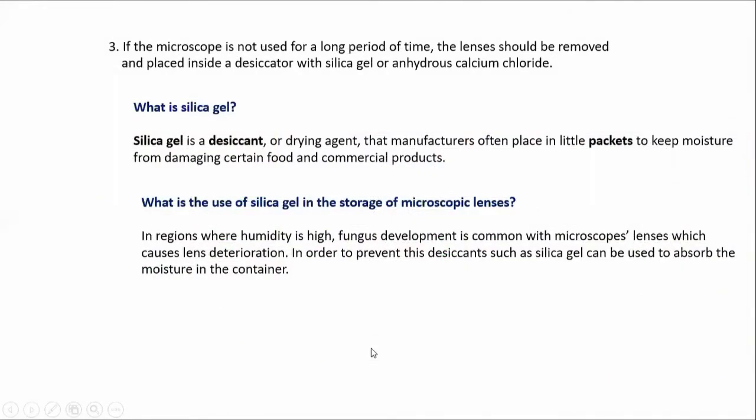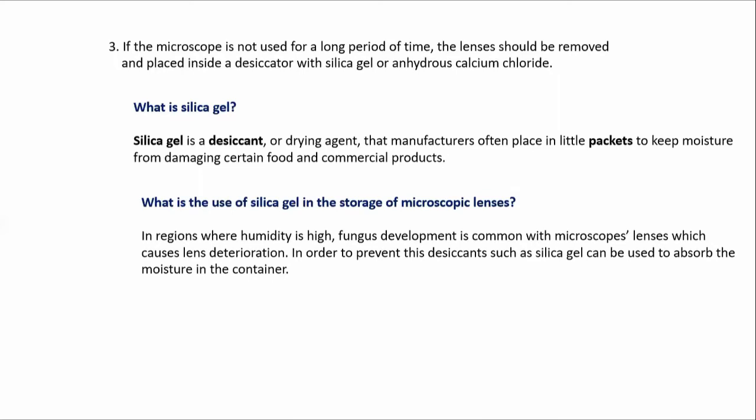The third one: if the microscope is not used for a long period of time, the lenses should be removed and placed inside a desiccator with silica gel or anhydrous calcium chloride. So what is silica gel? Silica gel is a desiccant or drying agent that manufacturers often place in little packets to keep moisture from damaging certain food and commercial products. Almost every one of us has seen silica gel before.